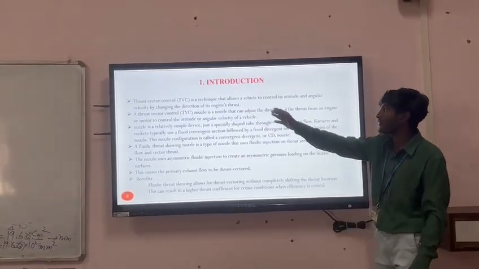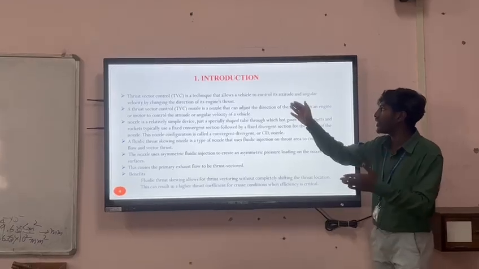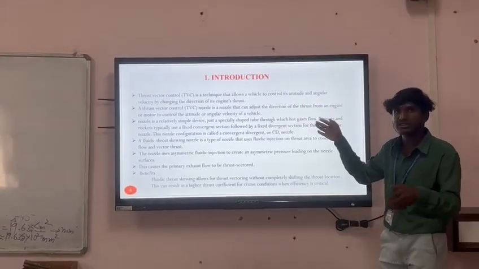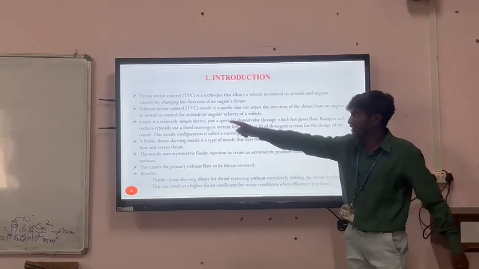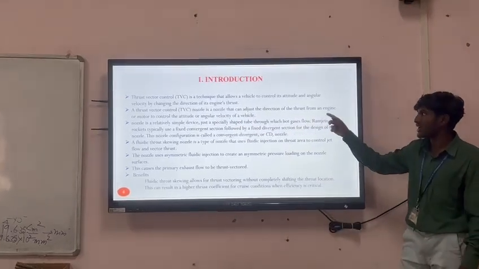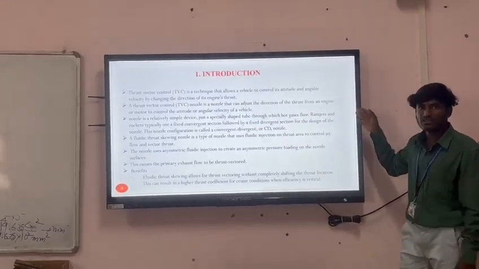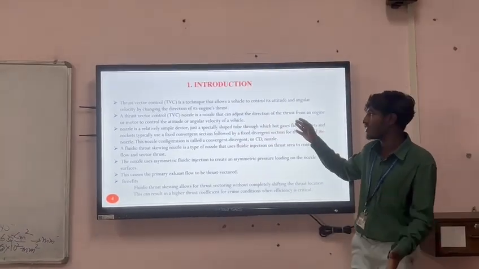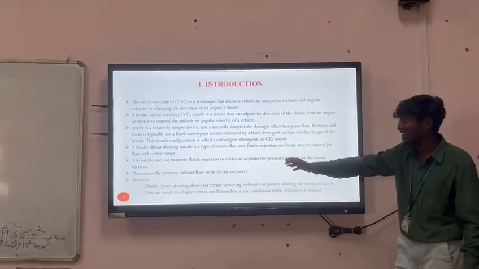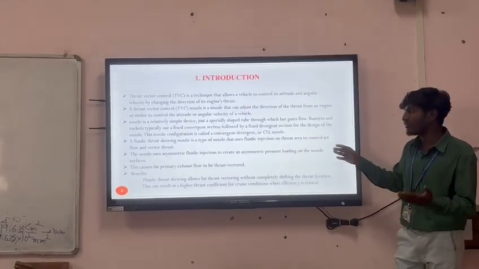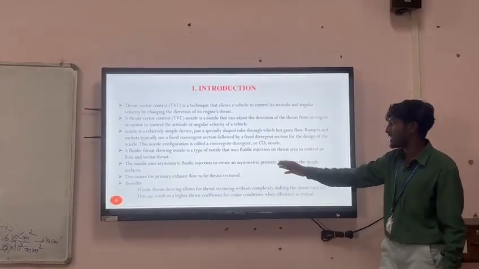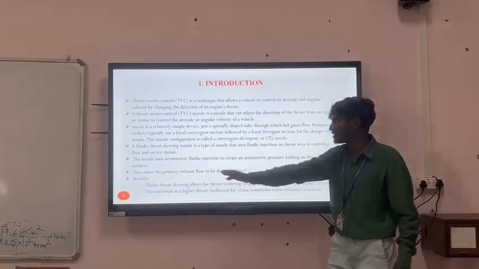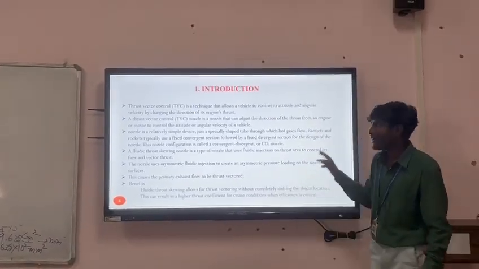This is our introduction. Thrust vector control is a technique that allows the vehicle to control its attitude and angular velocity by changing the direction of its engine thrust. The thrust vector control nozzle is a nozzle that can adjust the direction of the thrust of the engine and motor to control the attitude and the angular velocity of the vehicle. In this, the nozzle uses asymmetric fluid injection to create asymmetric pressure loading on the nozzle surface. In this case, the primary exhaust fluid is thrust vectored.